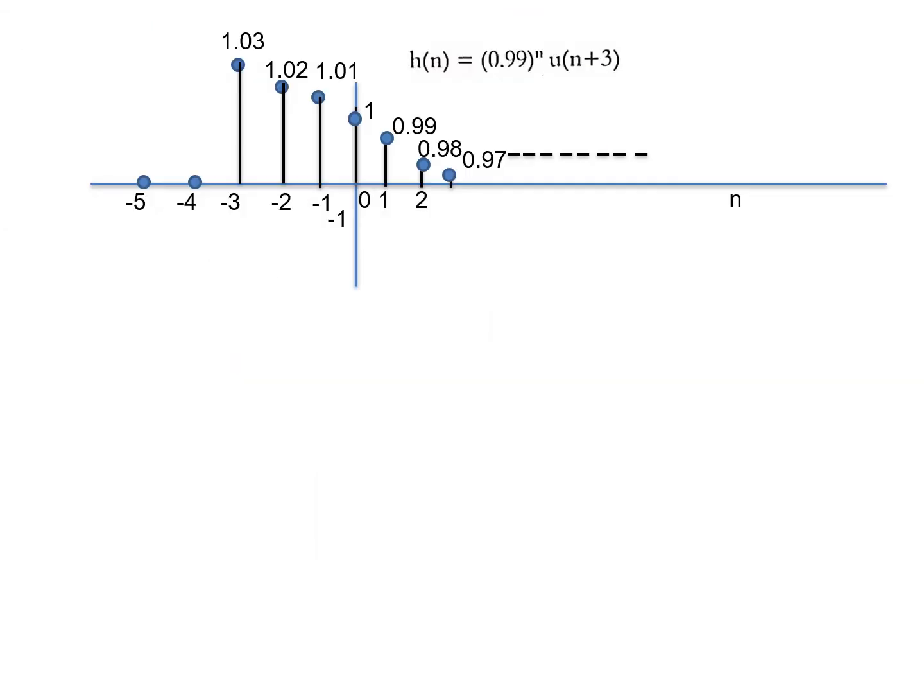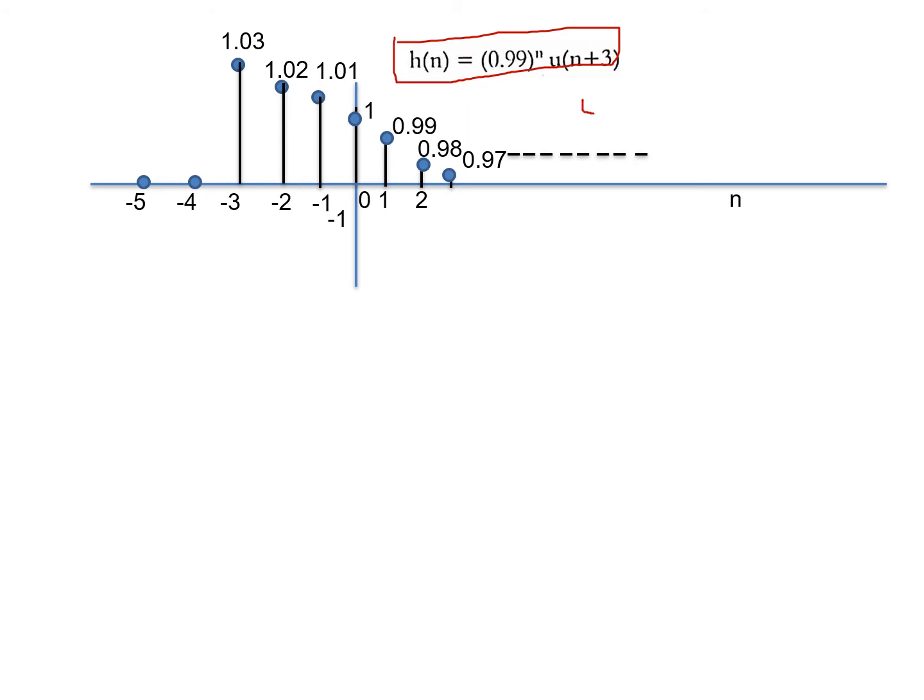Particular problem. See, this is the graph I was telling. In this particular case, I have drawn the graph of h of n, 0.99 to the power of n into u of n plus 3. See, the graph starts at minus 3. Before that it is 0. And all these values I obtained by putting the value of n in the power.